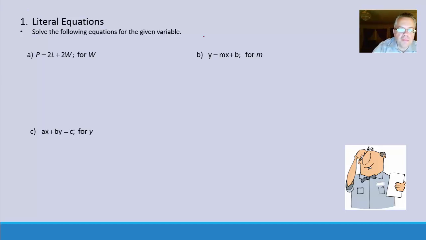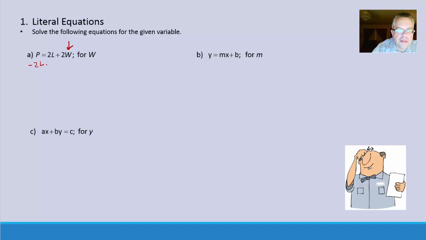This first problem says P equals 2 times L plus 2 times W. This is actually a formula for the perimeter of a rectangle. We want to solve for the variable W, which means we want to get it by itself. So the first thing we want to deal with is this term 2L. I want to get rid of the 2L. Then I'm going to deal with the 2. So I'm going to subtract 2L from both sides.